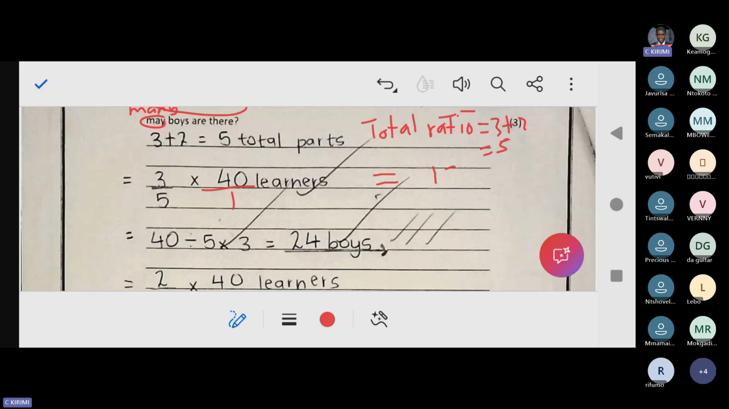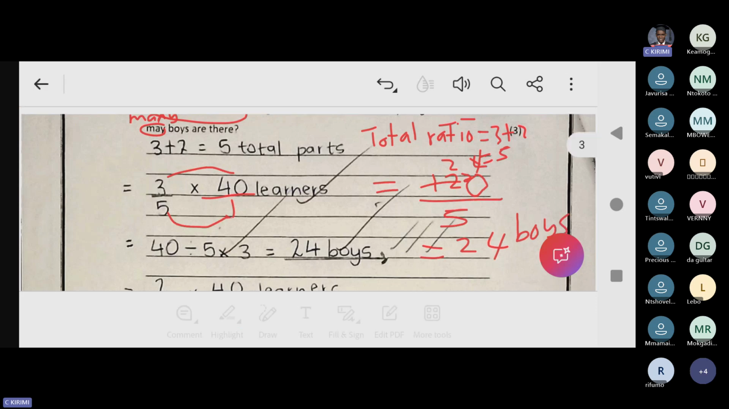Now you divide. 5 goes into 12 how many times? That's 2, remember 2. 5 goes into 20 how many times? That's 4. So the answer is 24, using short division. That's how we taught you. It's the same as multiplying numerator times numerator, denominator times denominator, which gives 120 over 5, and you divide. The answer will still be 24 boys.